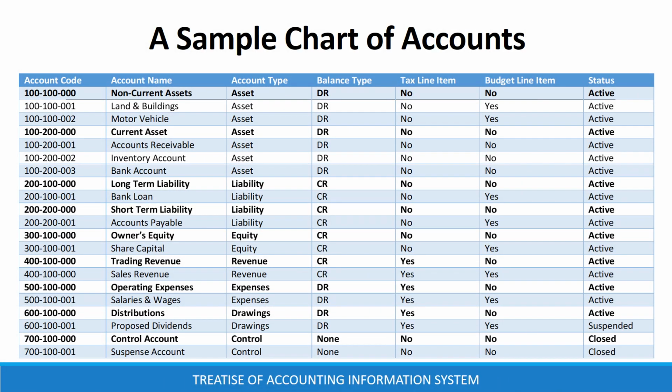From this sample chart of accounts, we are able to see the 7 features of a general ledger account. That is, there is account code, account name, the type of account, the expected type of a balance, whether the account is a tax line item, whether the account is a budget line item, and the status of the account. We are also able to see that the accounts are arranged in a chronological order, starting with assets, liabilities, owner's equity, revenue, expenses, dividends, and control accounts.